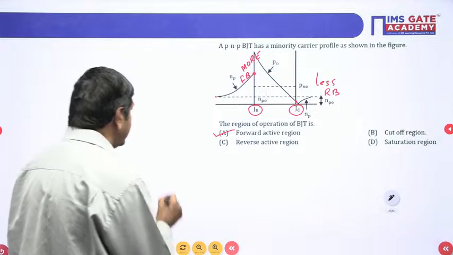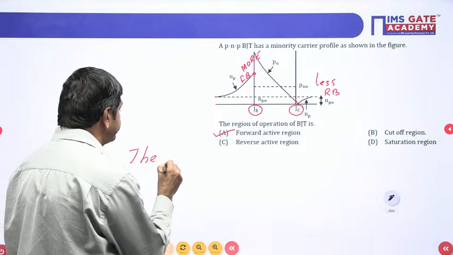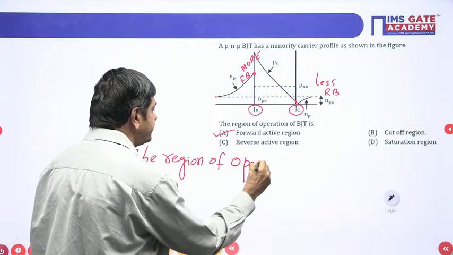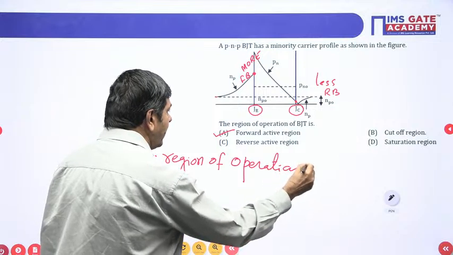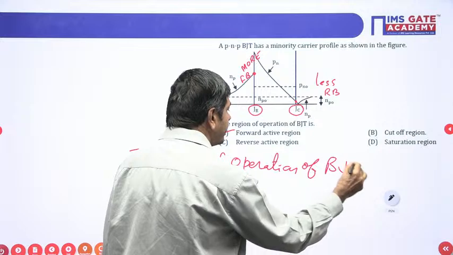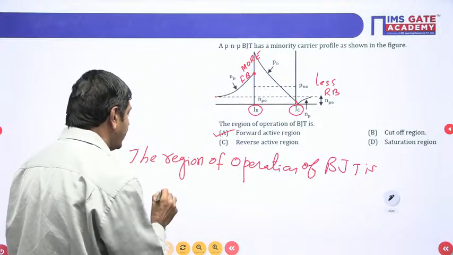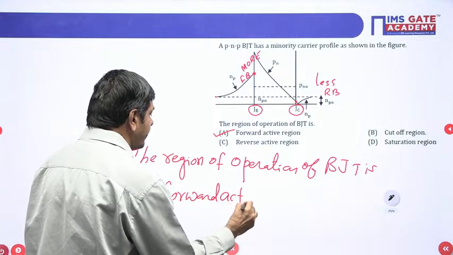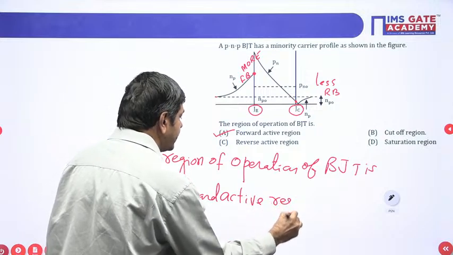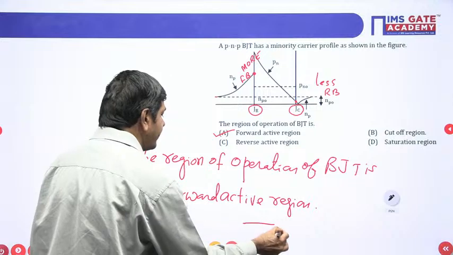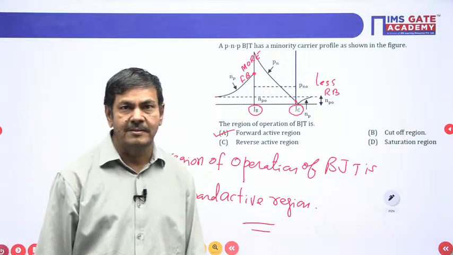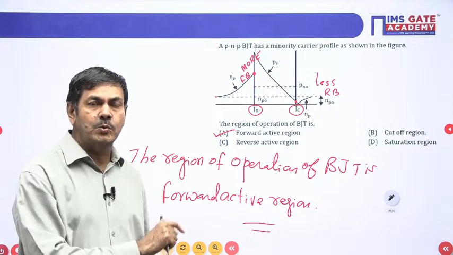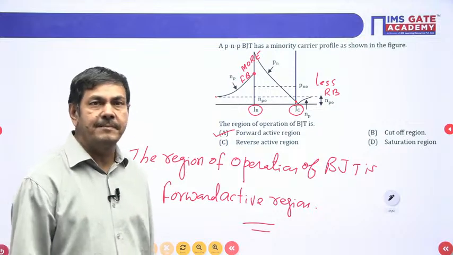So I can write the region of operation of BJT is forward active region. In such a way you can get the answer very fast. It doesn't take more time. Based upon the profile of the minority carriers at the collector and emitter, you will come to the conclusion to give the region of operation of the BJT.